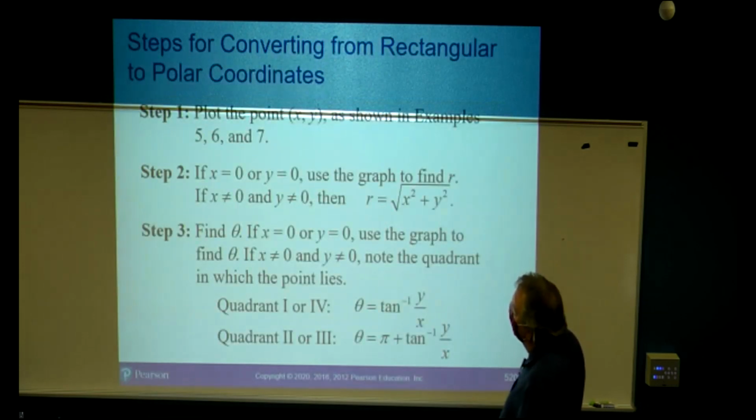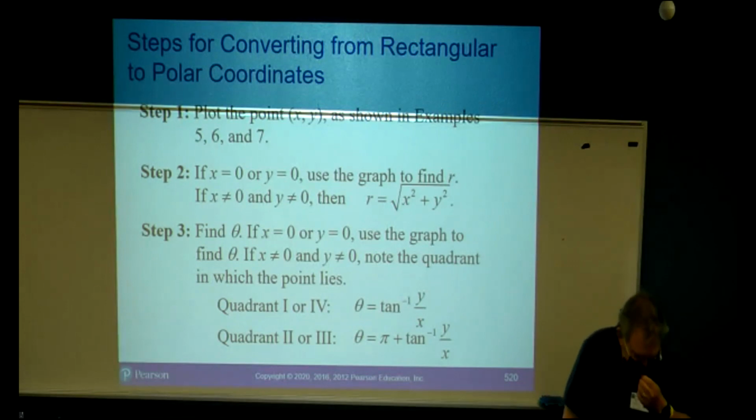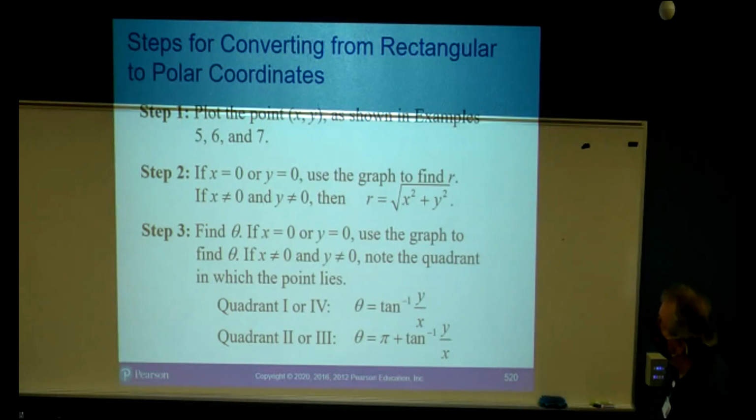All right, plot the point x, y shown from examples 5, 6, and 7. Oh, these are the steps. Okay. And so we've already had examples 5, 6, and 7. So these are the steps they're using. So you plot the points to determine which quadrant you're in.